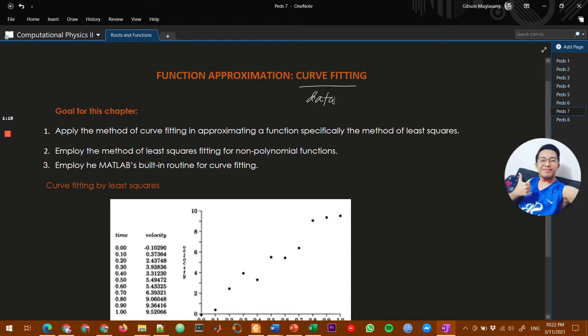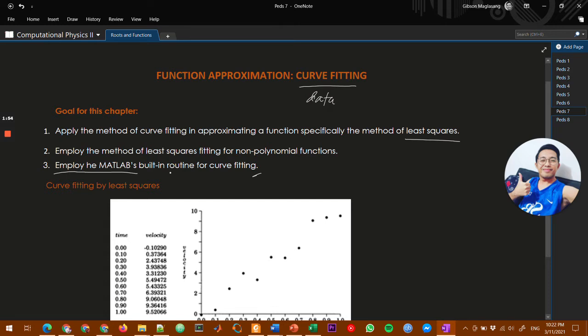So the goal of this chapter or this lecture video is to apply the method of curve fitting in approximating a function, specifically the method of least squares. So we'll know about this later. Then employ the method of least squares fitting for non-polynomial functions. And lastly, the easiest one, we will employ MATLAB's built-in routine for curve fitting. So the most convenient is here.